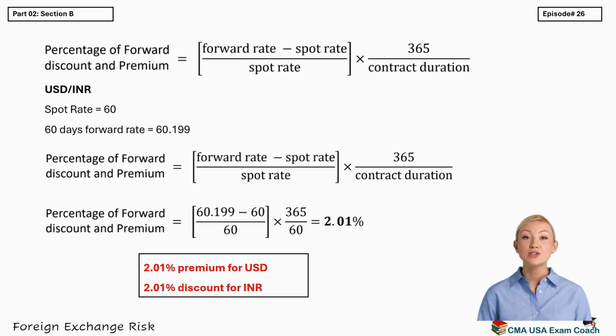This happens because the two currencies move in opposite directions relative to each other. If the dollar is expected to strengthen by 2.01%, the rupee is expected to weaken by approximately 2.01% in the forward market. So, from the perspective of the rupee, it is trading at a 2.01% forward discount against the US dollar. This relationship is reciprocal. The forward premium on one currency equals the forward discount on the other. It's important to understand this because it shows how currency values shift relative to each other, affecting international trade and investment decisions.